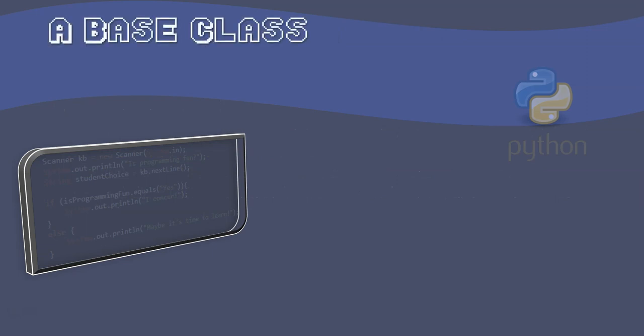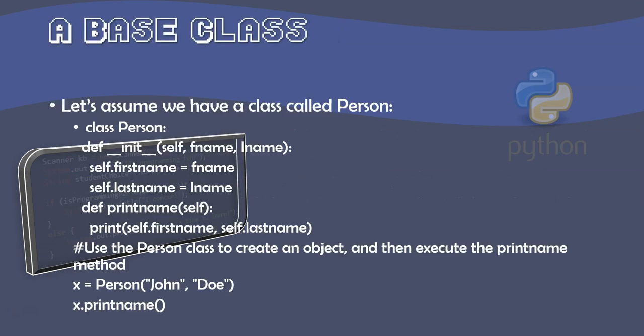So let's start first with our base class or our parent class. Let's assume we have a class called person. And in here, person is a very basic thing. We are passing in a first name and a last name parameter, and we're defining those as such, and we have a method that allows us to print those out. So nothing too complex here.